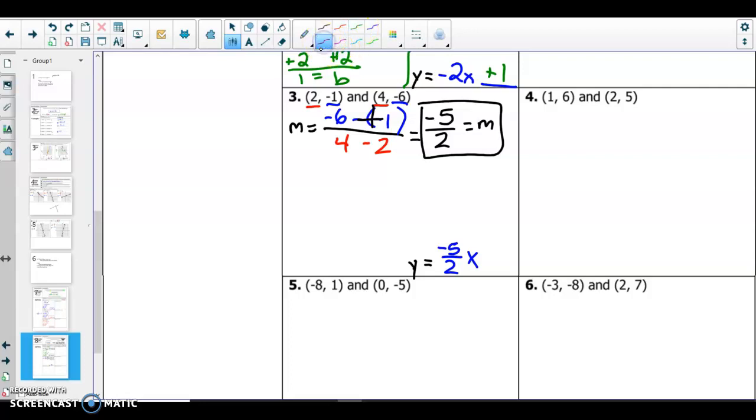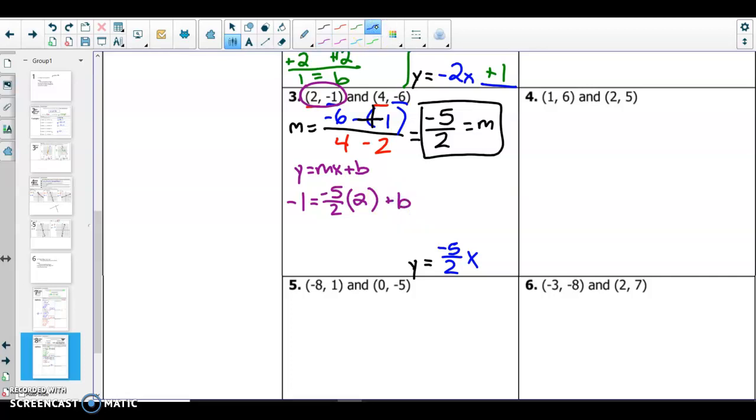Okay, from there, it's time for us to go ahead and plug into y equals mx plus b. Let's do it. I will choose this pair this time, so my y value is negative 1. My slope is negative 5 halves. My x value is 2. And then b continues to elude us.